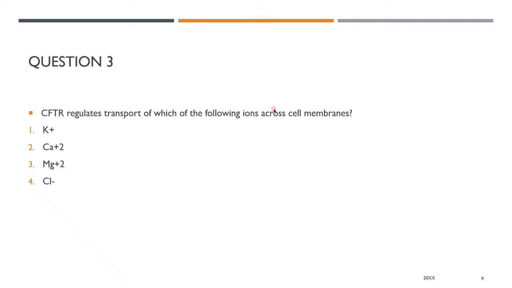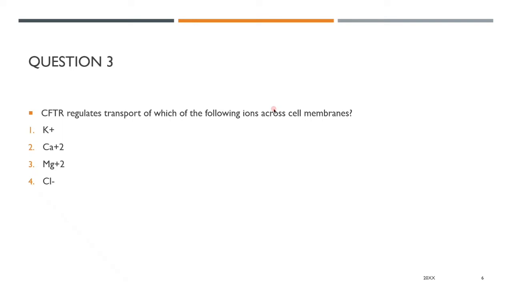After chloride goes from the inside of the cell to the outside of the cell, water follows, and that makes the mucus on the cell surface watery and easy to remove. This is essentially what happens normally. The opposite of this is what happens when you get a faulty CFTR for any reason.